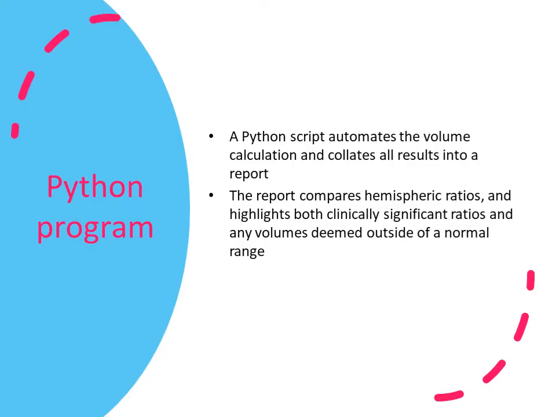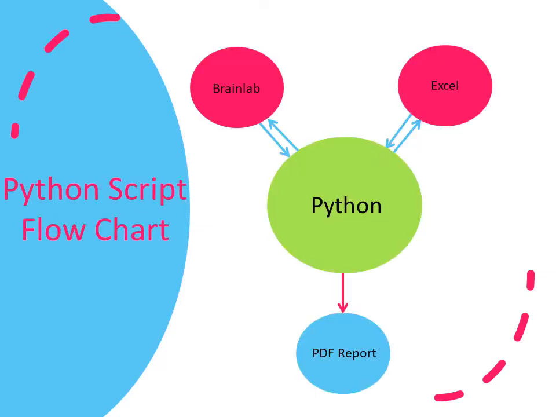With the database in place, a Python script was developed to automatically collect the results and collate them into a report. The report compares hemispheric structural ratios and highlights volumes which may fall outside of normal ranges for age and gender. The final workflow that's used clinically is shown here. The script takes the volume calculations from Brainlab and the normal database information for the specific age and gender of the patient, and it then collates all this information into a patient-specific volumetric report.